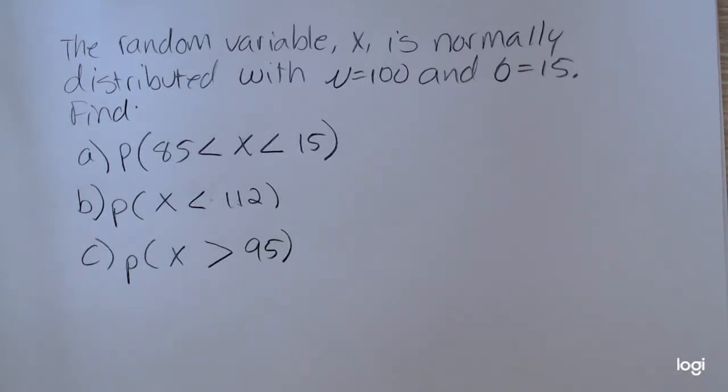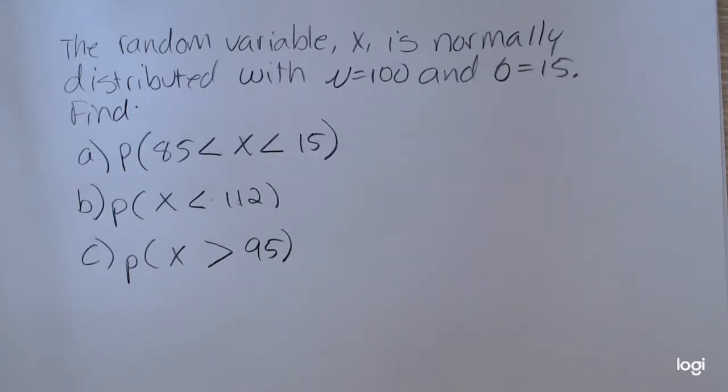For this example, I'm assuming the random variable x is normally distributed with a mean of 100 and standard deviation of 15. I want to find the probability that x falls between 85 and 115, the probability x is less than 112, and the probability x is greater than 95.